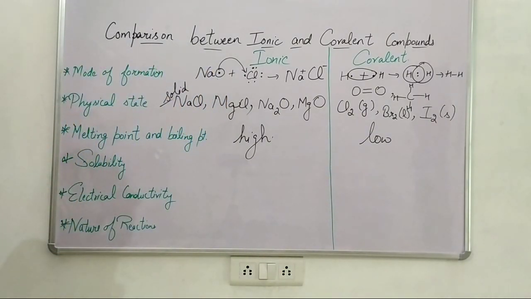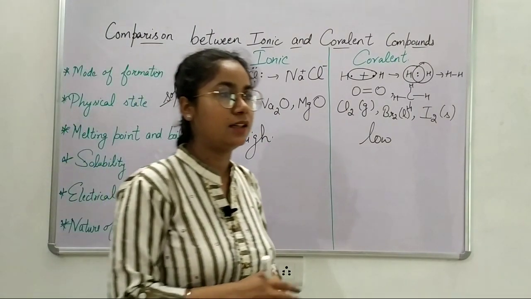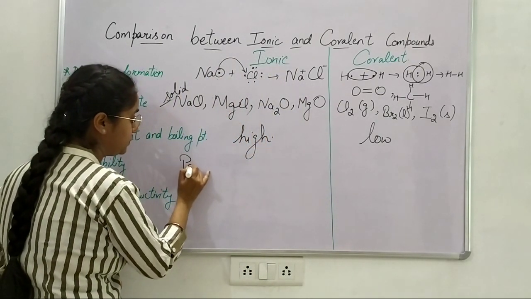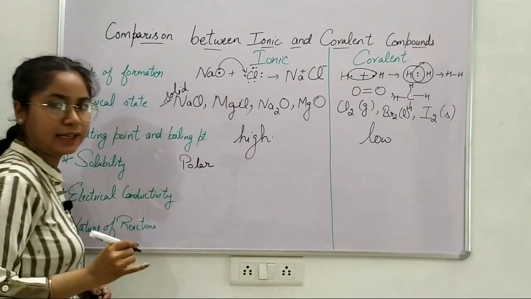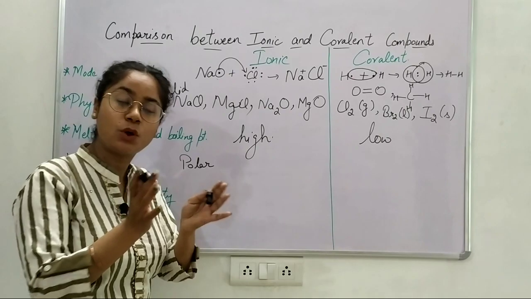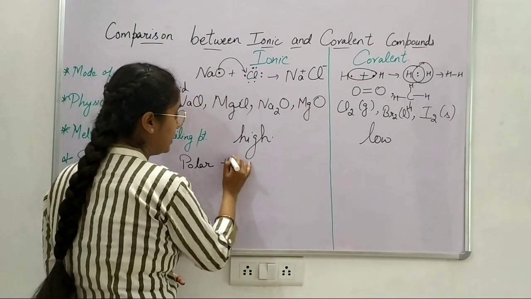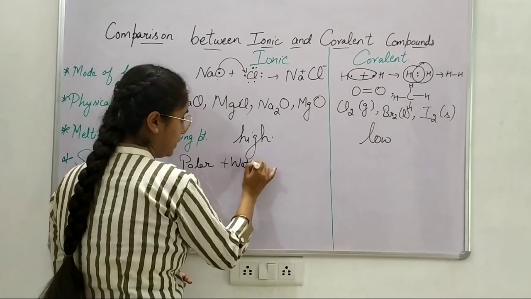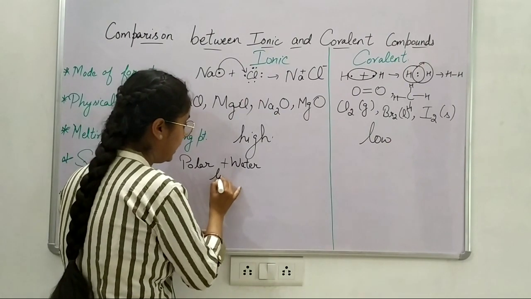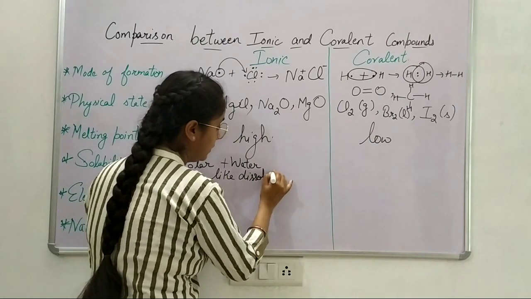Then comes the term of solubility. Now you need to pay attention to this one. Most of the ionic compounds are polar. You all know that. And all the polar compounds are usually dissolved in polar solvents. And the polar solvent we have is water. So here we are taking the rule of like dissolves like.